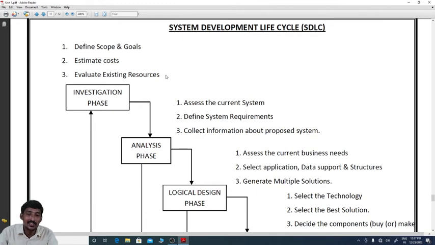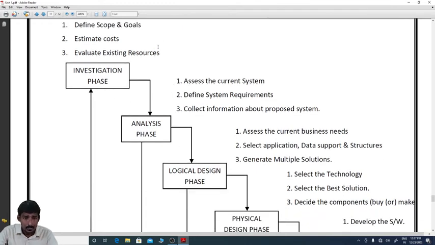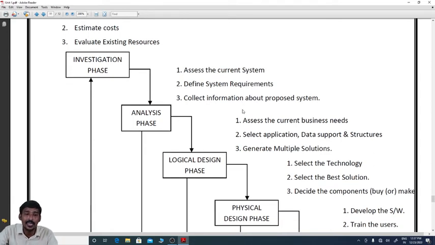The next one is called the analysis phase. The analysis phase mainly focuses on assessing your current system, and we are going to define the different types of requirements you need. We are also going to identify if there is anything you want to change, and collect the information required for the proposed system.